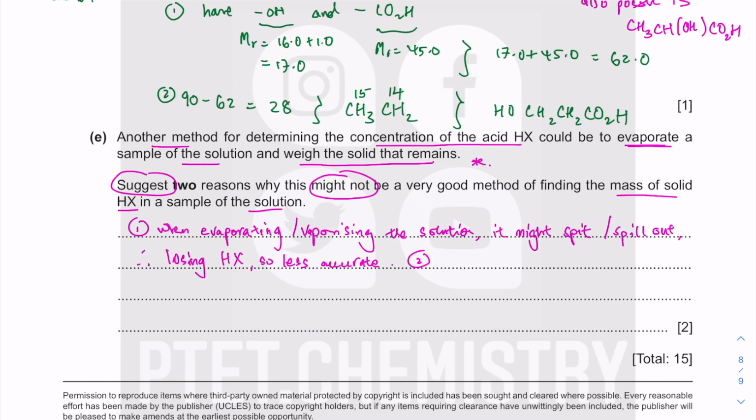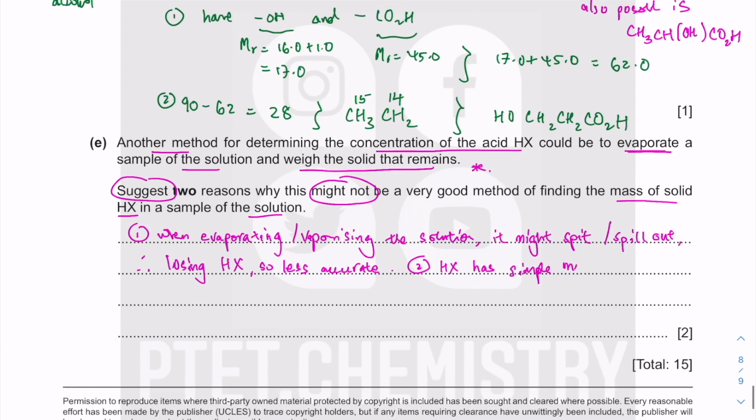Yeah, okay. The other problem is that HX is an organic compound. Organic compound on its own, it's a simple molecular structure. So HX has a simple molecular structure, obviously being a simple organic acid and alcohol, so it's not giant molecular structure or anything. So it can also evaporate away, or vaporize, with heat. So if you lose HX again, you know, less accurate, right?